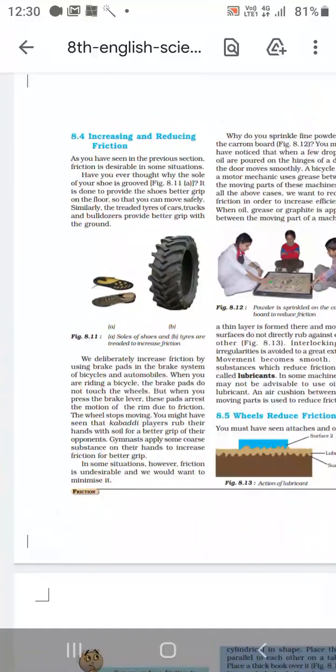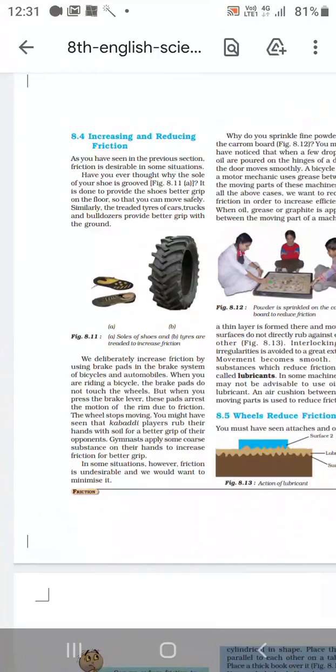Similarly, the treaded tires of cars, trucks and bulldozers provide better grip on the ground. We deliberately increase friction by using brake pads in the braking system of a bicycle. When you are riding a bicycle, the brake pads do not touch the wheels. But when you press the brake lever, these pads arrest the motion of the rim due to friction.